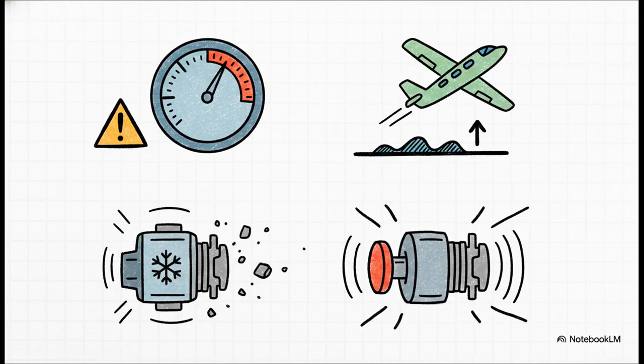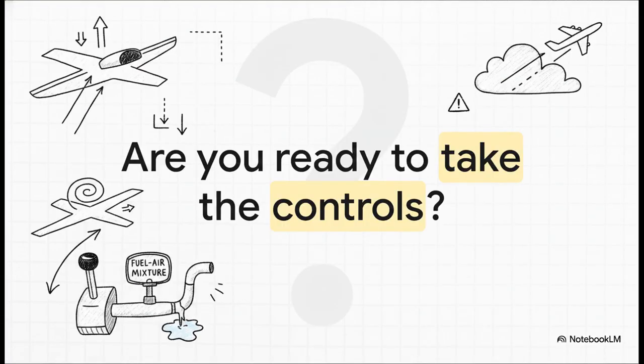Because at the end of the day, knowing how a system works is entirely useless if you don't know the safe procedure for using it. Which brings us to the end of today's briefing. We've covered the physics of how flaps generate lift and drag, how to command your engine's fuel-air mixture, and exactly how to safely melt away carburetor ice.